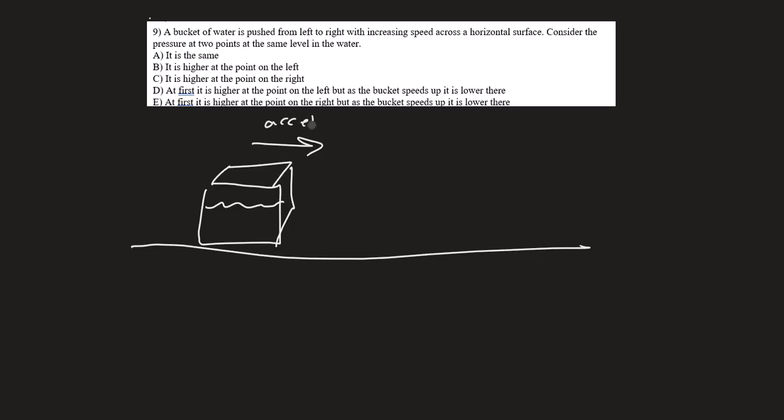And it's important that it's accelerating. If it was moving at a constant speed, then there would be no net force, and the pressure would be the same everywhere. But it is accelerating. And we're looking at 2 points at the same level. So the height is the same, so we don't have to worry about the pressure from the fluid above it, the little rho g h there. That's going to be the same for both of them, so that doesn't matter. We just have to look at what's happening because of this acceleration to the right.